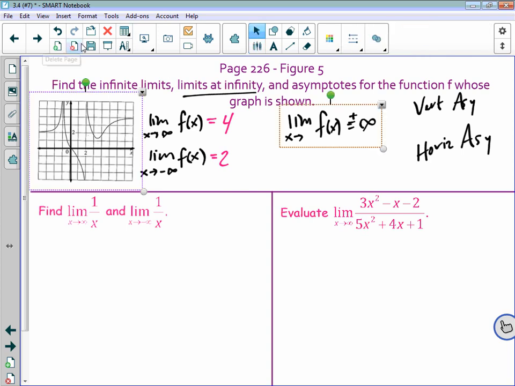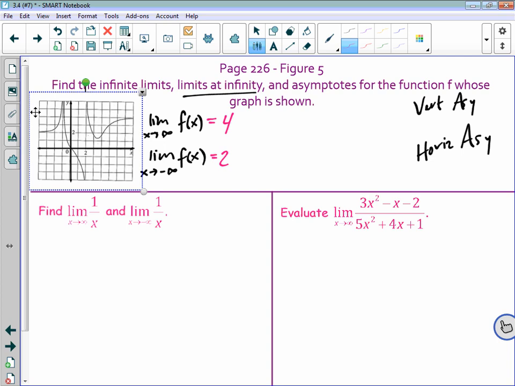I'm going to delete this and rewrite that. So horizontal asymptotes, what's the equation for a horizontal asymptote? Yeah, it's y equals 4 because it cuts through the y-axis at 4. And then this one would be y equals 2 because it cuts through that y-axis at 2. Okay, so just be careful that you don't mess that up when you did all the calculus, right?